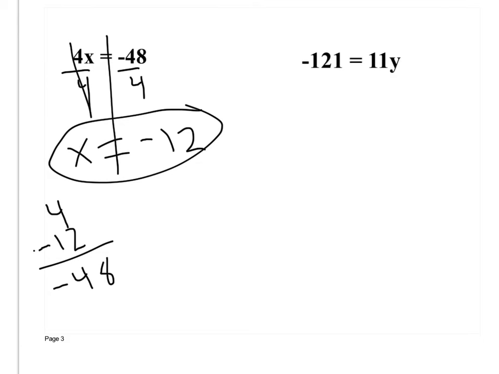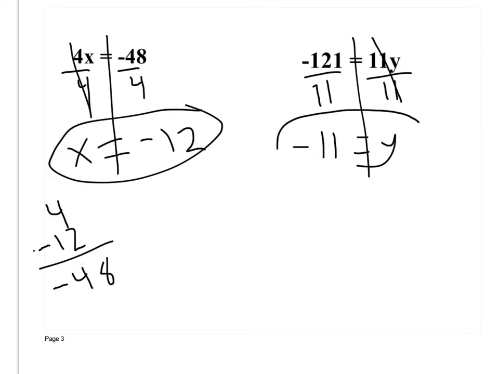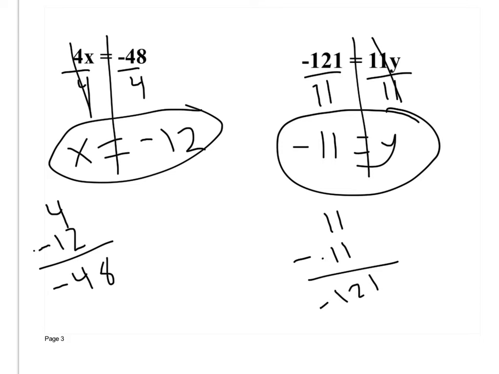Negative 121 equals 11y. So someone raise your hand and tell me what I need to do first. Jesse, divide both sides by 11. Not just 11 by 11, but both sides. What you do to one side, you do to the other. Negative 121 divided by 11 is what? Negative 11. And I can check my work. 11 times negative 11. There we go. Negative 121.